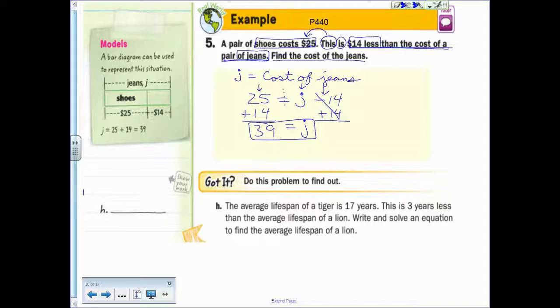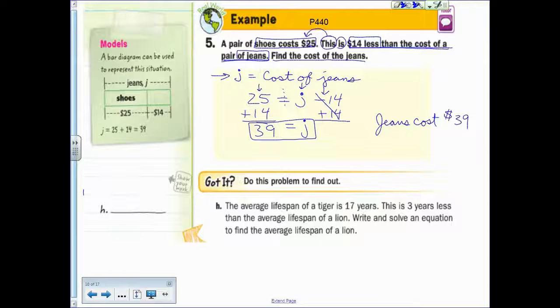So again, going back to what is J? J is the cost of the jeans. So jeans cost $39. Now, let's go ahead and make sure that our answer makes sense. It says a pair of shoes costs $25. This is $14 less than the jeans. So the shoes cost less than the jeans. Therefore, the jeans being more expensive at $39 makes this answer make sense.